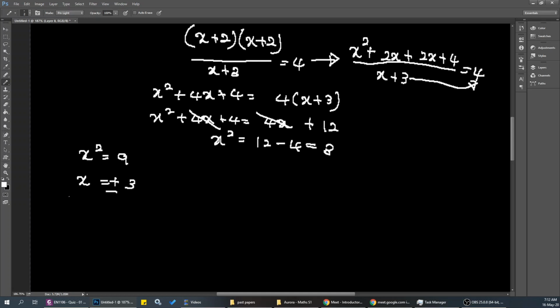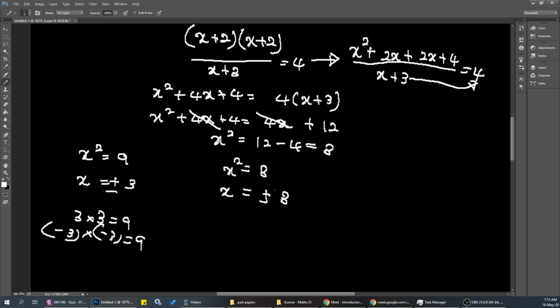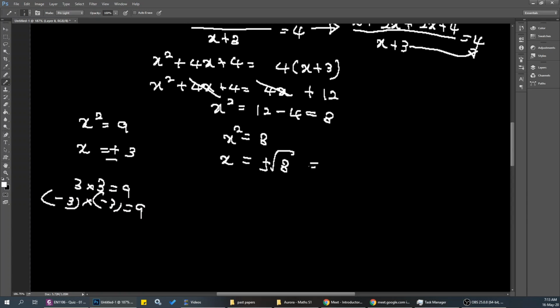So 9 can be written as 3 into 3, which is 9. Also minus 3 into minus 3, still the answer is 9. So that is why we have two answers here, plus or minus 3. So just like that, we have x squared equals 8, and x is equal to plus or minus root 8. Okay, and we can write root 8 in another way.